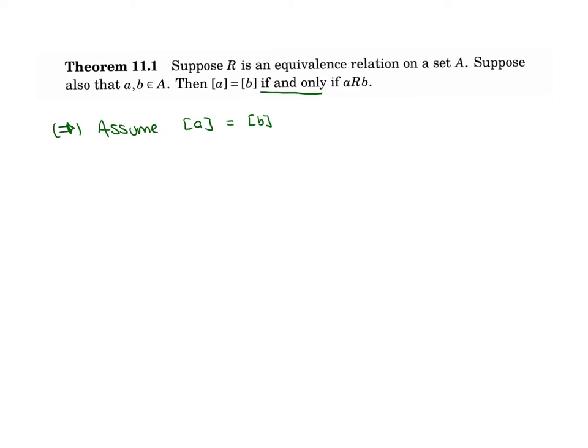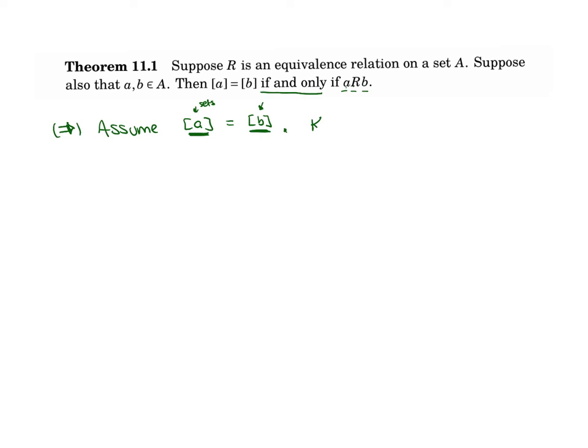Remember that these equivalence classes are sets, so I can think about elements existing in those sets. I'm trying to show that a is related to b. If I can show that a is in b's equivalence class, then since b's equivalence class contains all of the elements that are related to b, I conclude that a is related to b. So how do I get that a is in this set? Well, if a is in this set and they're equal, then that would be good.